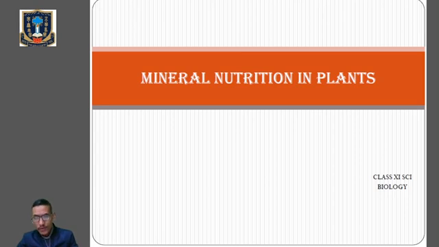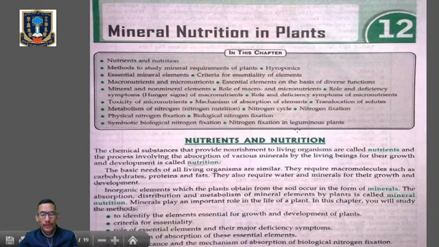So today we'll begin with a new chapter, mineral nutrition in plants. Okay, so what do you know about nutrients and nutrition? All of us are aware that for the growth and development of an organism we need nutrients, because nutrients provide the nourishment for the proper growth and development of a living organism. Clear? So what are nutrients and nutrition?